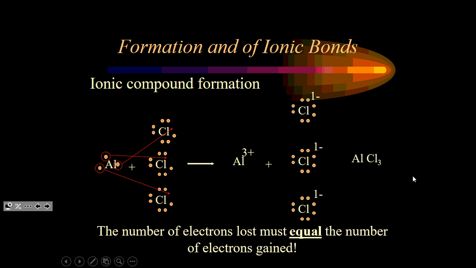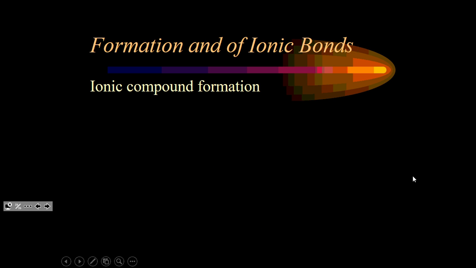We have to look at how many one needs to lose, and that's how many of the others need to gain, and vice versa. So in this case, aluminum needed to lose 3. Each chlorine would only take 1, so it took 3 chlorines. But overall, the number of electrons lost still equaled the number of electrons gained total on each side. So when those two amounts are equal, then we're going to end up with a stable neutral compound of aluminum chloride. Now, another example would be if we put aluminum with oxygen.